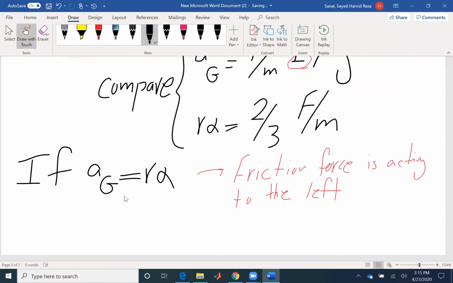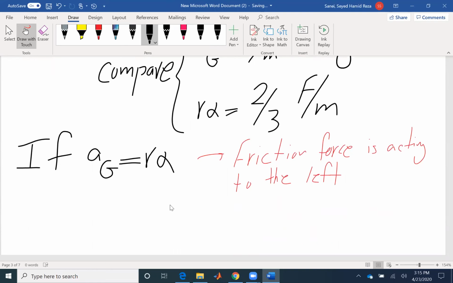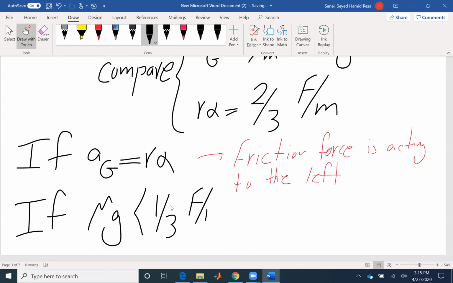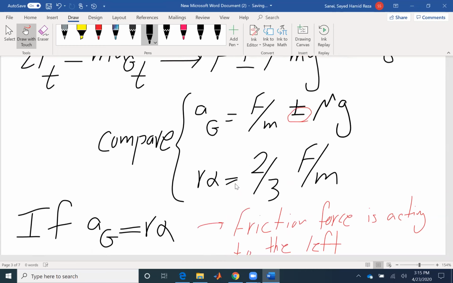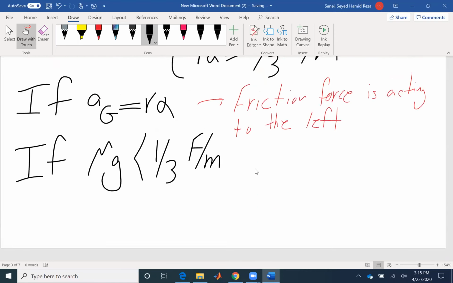If mu g is less than 1/3 of F over m, then we are going to have sliding to the right. So if mu g is less than 1/3 of F over m, what does that mean? If this component is less than 1/3 of F over m, it means that a_G is bigger than r alpha. That means that a_G is bigger than r alpha, so we have sliding to the right.